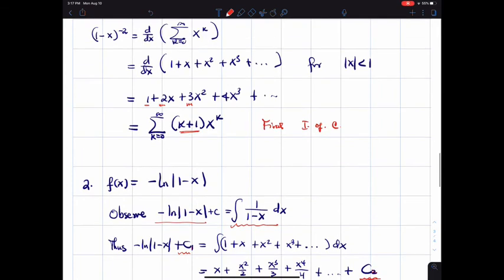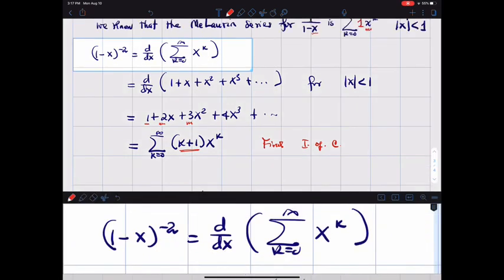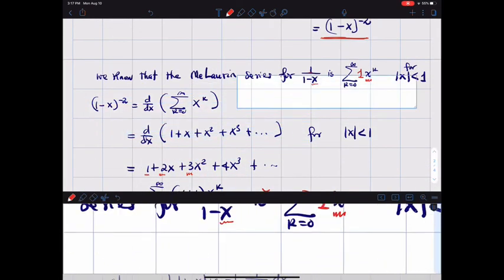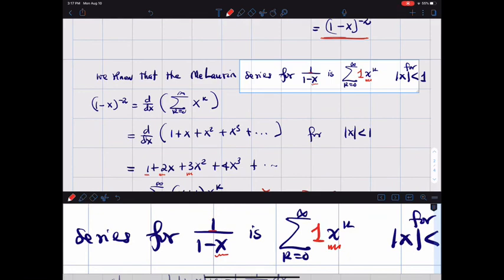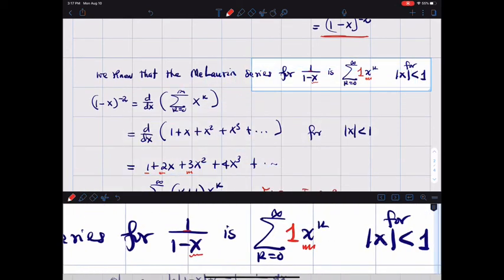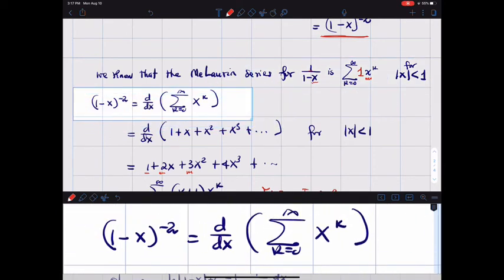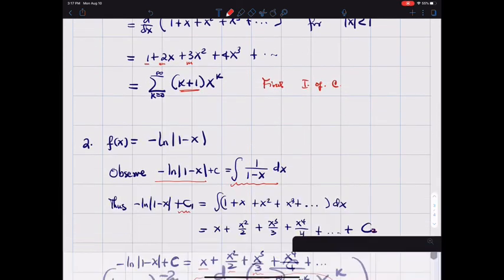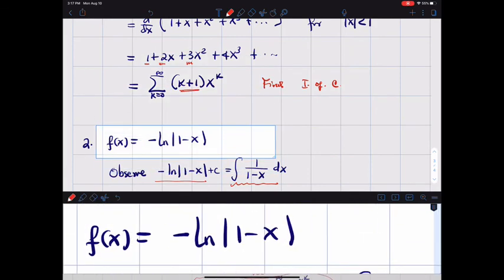And we're able to do this because we know the Maclaurin representation of 1 over 1 minus x. So from knowing the series for 1 over 1 minus x, we're able to get the series for 1 minus x to the power of negative 2. We're also able to get the series representation for minus natural log of 1 minus x. I hope this is making sense.